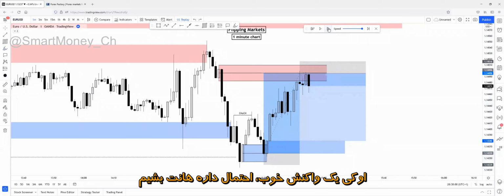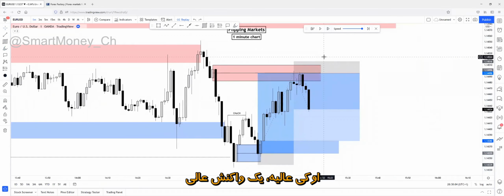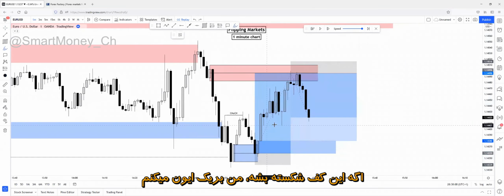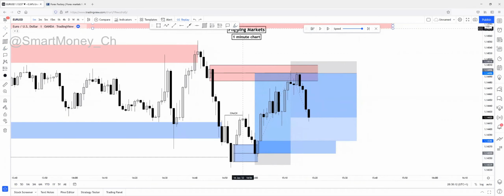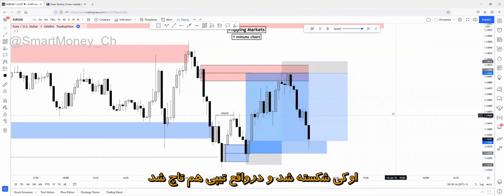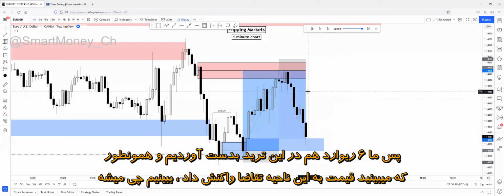Okay, huge reaction. Okay, we might be swept out. Okay, perfect reaction. If this low point breaks, I'll be setting my stop loss to break even. Okay, that broke, and actually TP hit. So we booked a 6 risk-reward ratio on this trade also. And as you can see, price reacted on this demand zone.